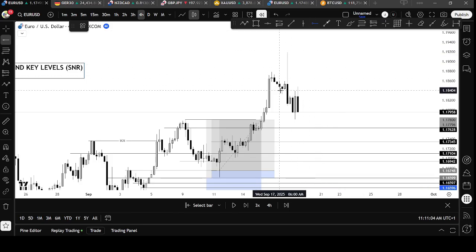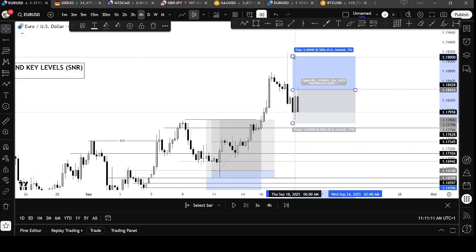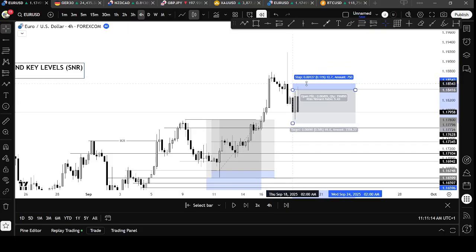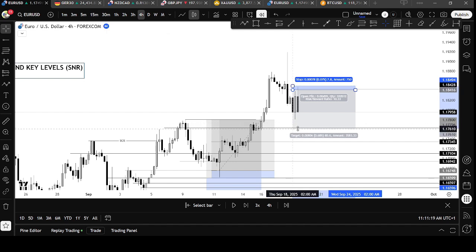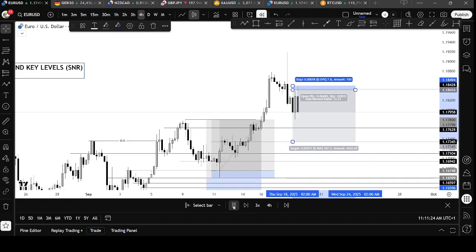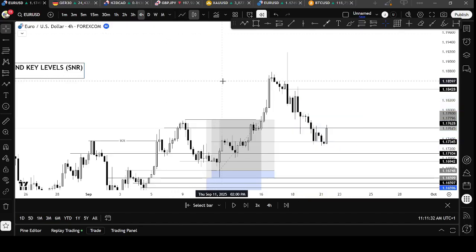Look at where this price came and reacted to this zone. So I'm selling from here. A stop loss will be above here or here. My first target will be this first key level I drew, and my second target will be this place. When price gets to that place, I will start looking for a buy entry. So that is just it.